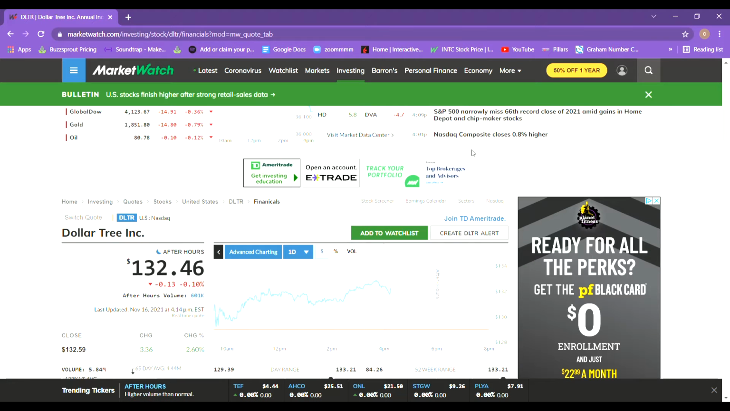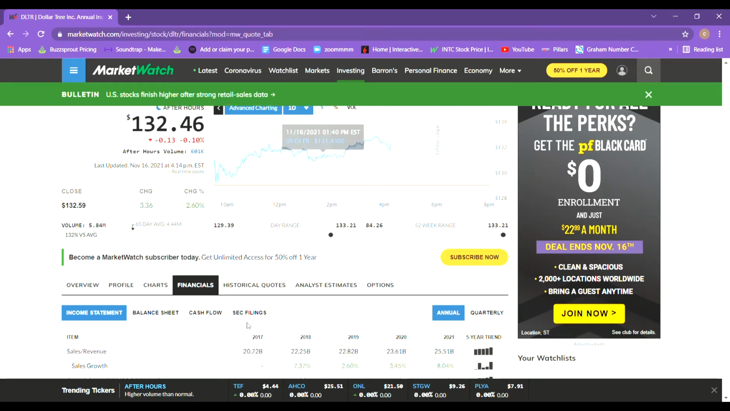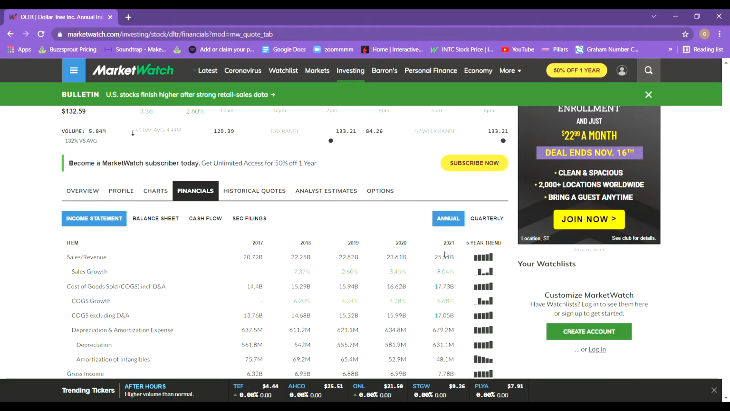So getting into the income statement now, I want to look at their revenue. As of the most recent year, they're bringing in about 25 billion, which is up about 5 billion from what they had in 2017. This is a really nice increase to see as it's up about 23%.